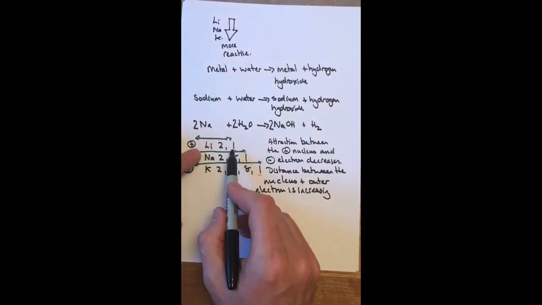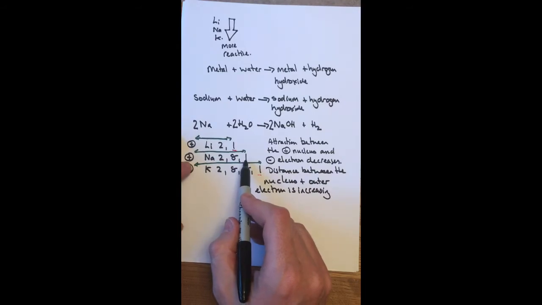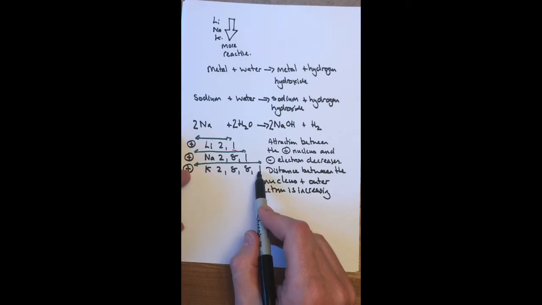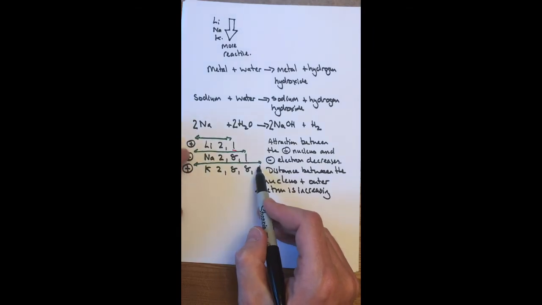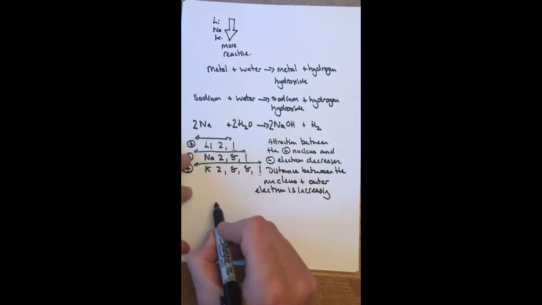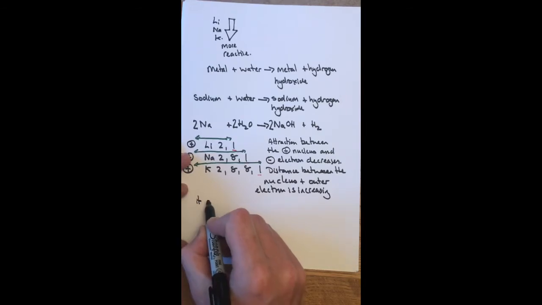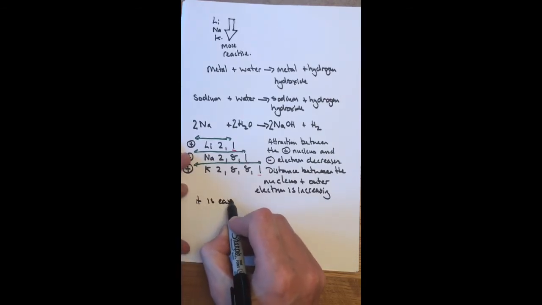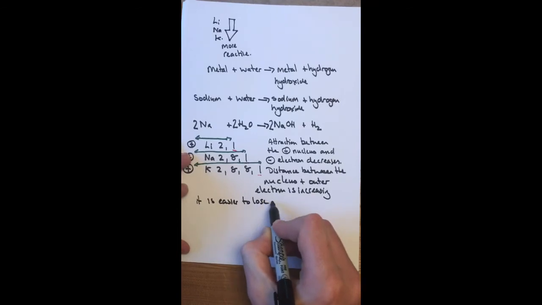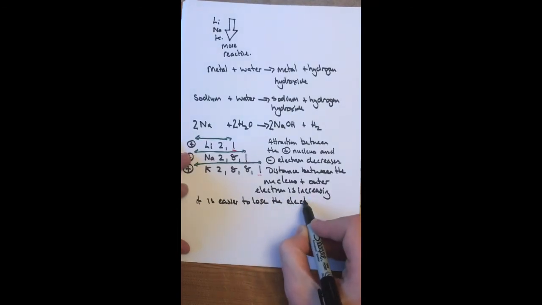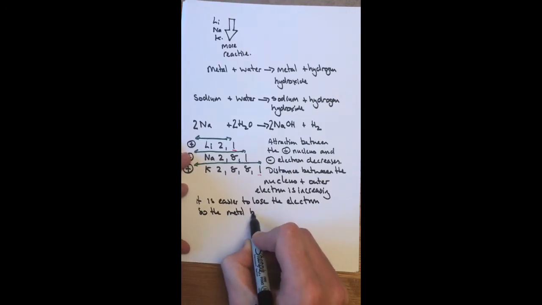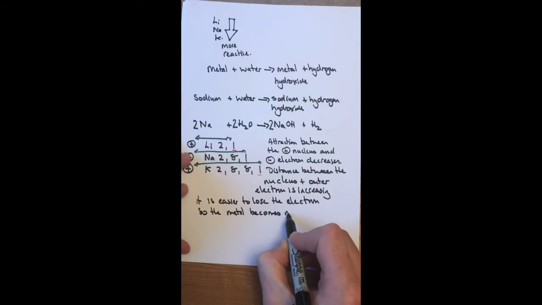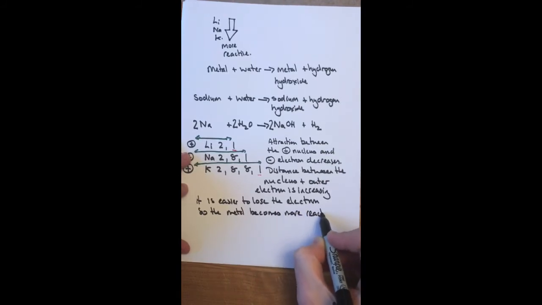So this is quite close, it's quite hard to lose it. This has got a little bit further away, therefore it's easier to lose this electron. And this has got even further away, therefore it's easier to lose this electron. So as this distance increases, it's easier to lose the electron, and therefore they become more reactive. Okay? So the final bit, it is easier to lose the electron, so the metal becomes more reactive.